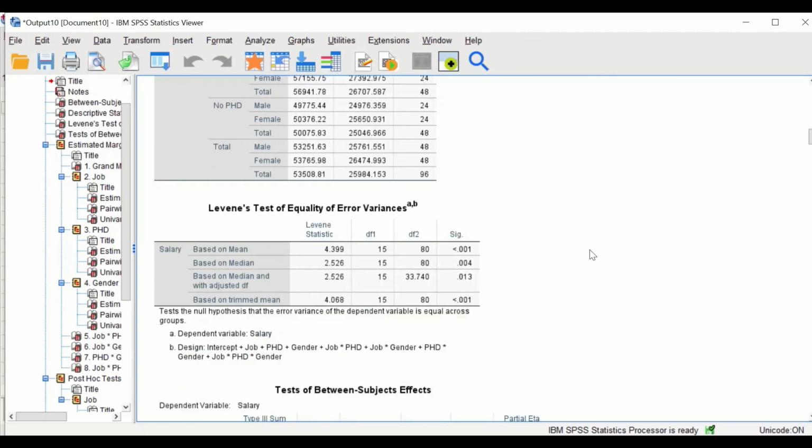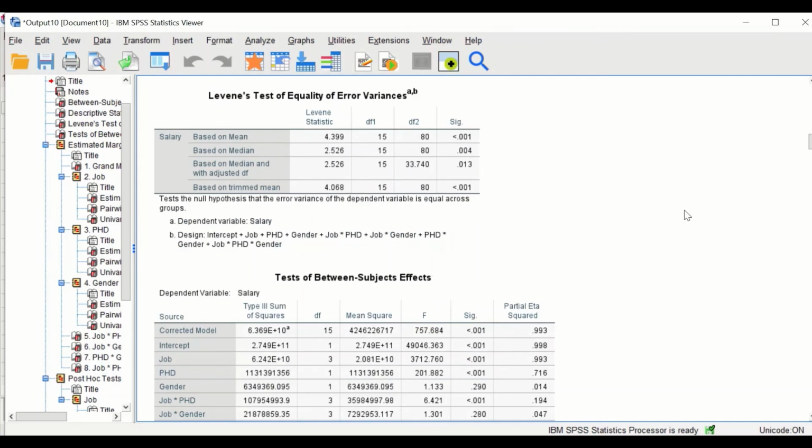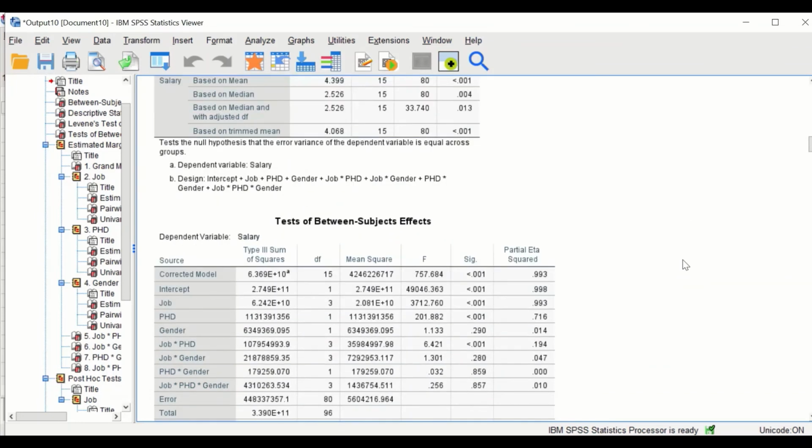The third table is Levene's test for equality of variances. Again, the table shows that there is no homogeneity of variances, so there is a heterogeneity of variances, and one of the assumptions for performing three-way ANOVA is violated. However, we will continue with the analysis as ANOVA is a robust method to perform analysis.